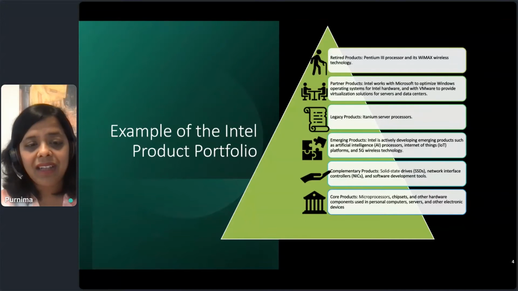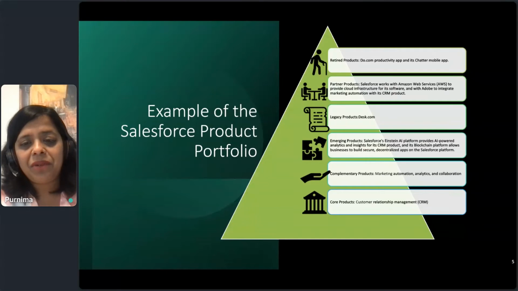our childhood actually. And then I wanted to give an example of a more well-known SaaS product, Salesforce. We all know their core product is their CRM system. That's their main money earner. Until the company exists, they're never going to get rid of it. Their complementary products are where they're like, hey, we have marketing automation, we have analytics, we have collaboration tools. And then emerging products, you can see they've come up with a lot of Einstein analytics. And the latest thing they're working on is the blockchain platform to build decentralized apps.